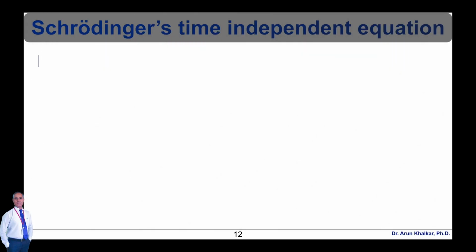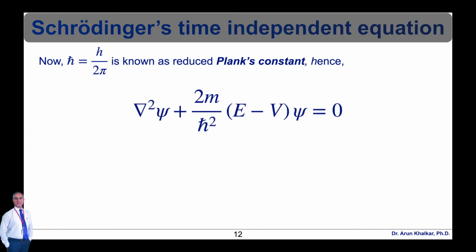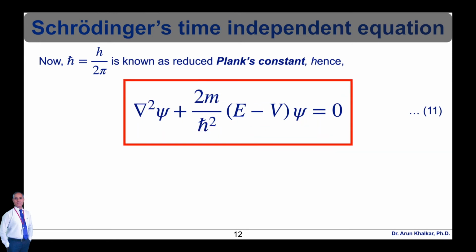As we know that ħ = h/2π, which is also known as the reduced Planck's constant. Hence, the above equation can be reduced and written as ∇²ψ + 2m/ħ² × (E − V)ψ = 0. Let's say this is equation number 11. This is known as Schrödinger's time-independent wave equation.